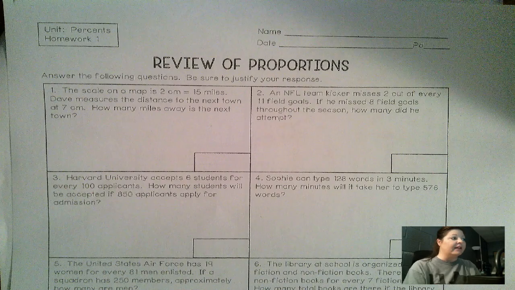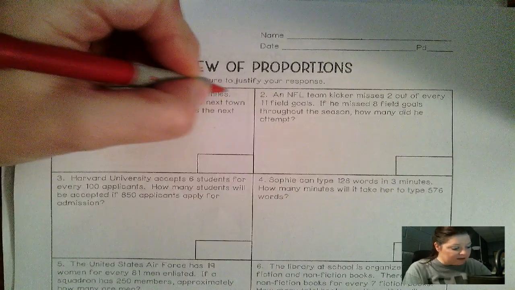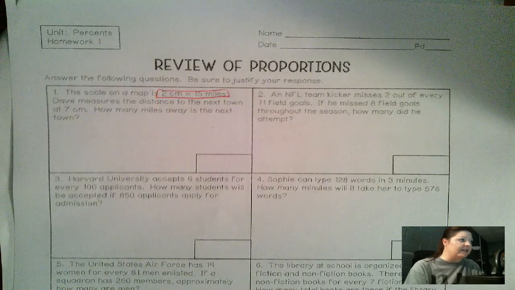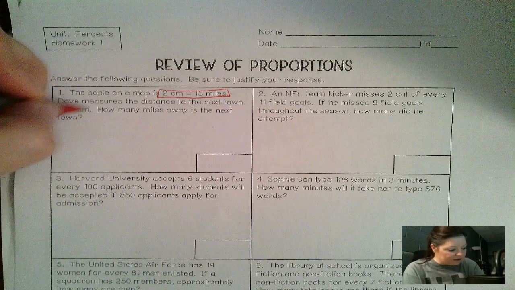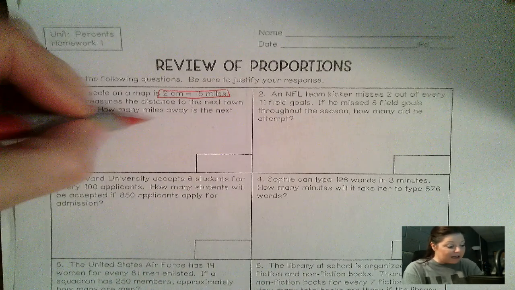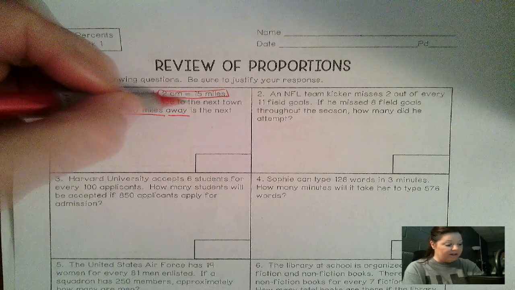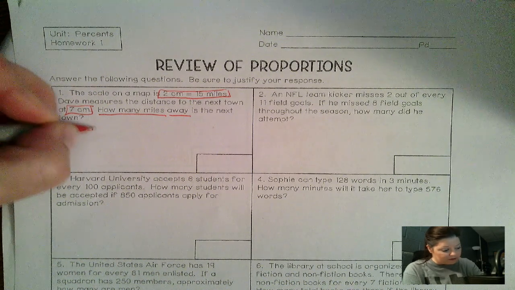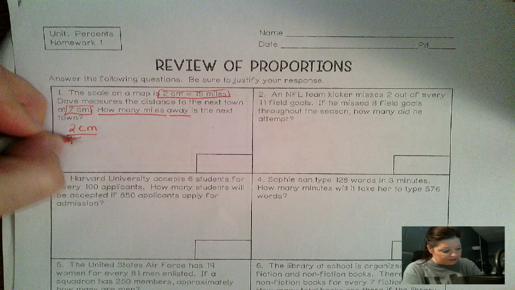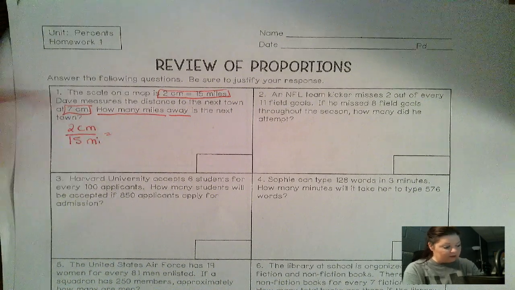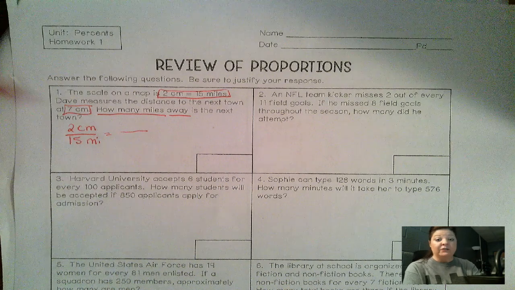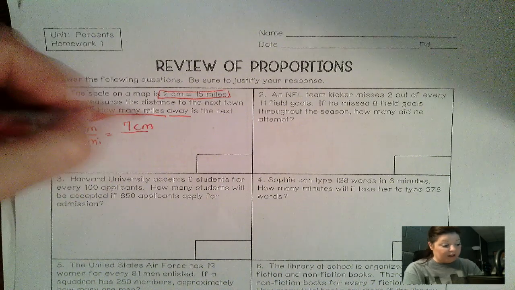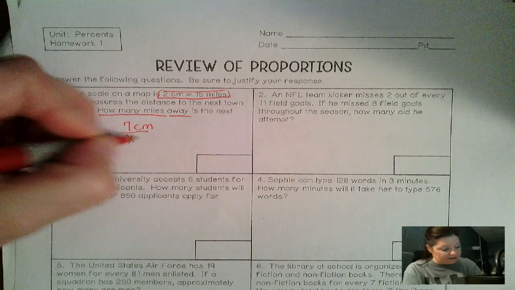Okay, it says the scale on a map is 2 centimeters to 15 miles. So I'm going to go ahead and box that in. 2 centimeters equals 15 miles. Dave measures the distance to the next town at 7 centimeters. So he is looking at 7 centimeters. How many miles away is the next town? So we're looking for miles. So if we set it up, we're going to say 2 centimeters over 15 miles is equal to 7 centimeters, and so centimeters should go with centimeters, so it should be directly across. So we've got 7 centimeters, and we're looking for how many miles, so we're going to say X miles, okay?